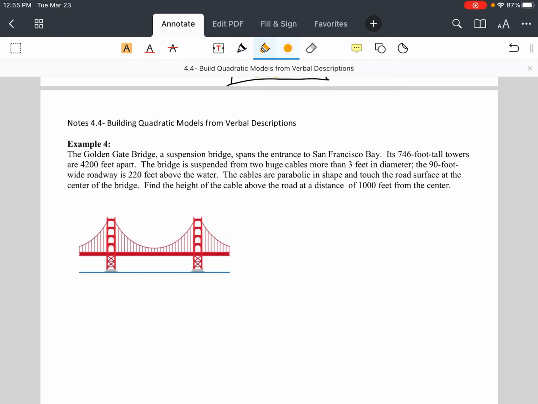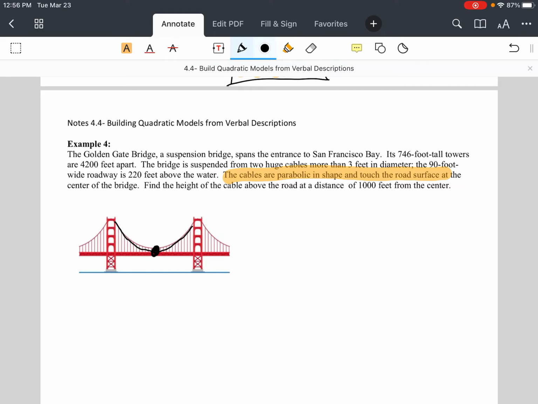Okay, so I gave you guys kind of an illustration. Now, this isn't a perfect illustration. Notice that in the description it said that the huge cables actually touch the road surface. So it's right here. So the cables actually touch the road surface in the middle. So if you need to, feel free to represent that it actually touches the road surface in the middle, and we can go from there.